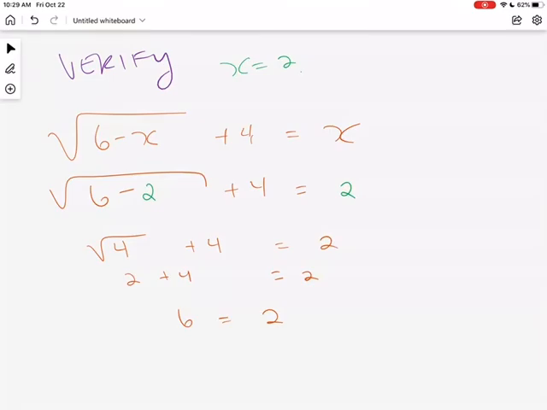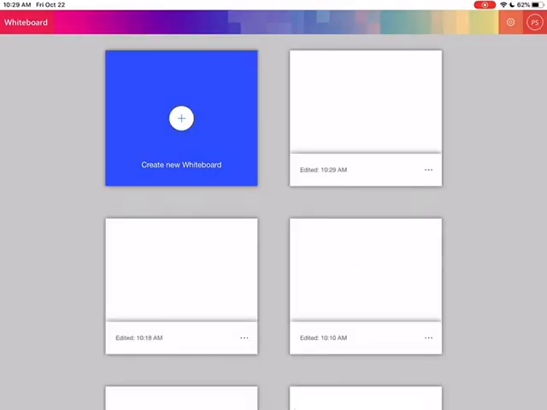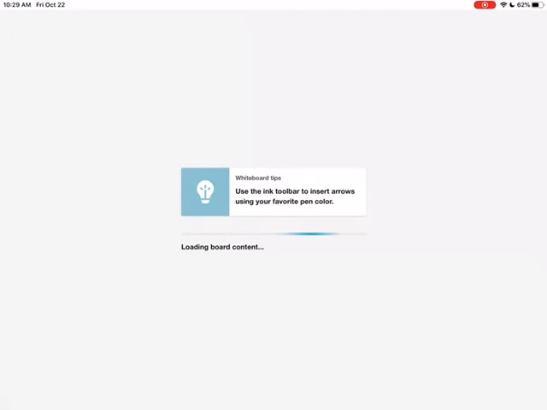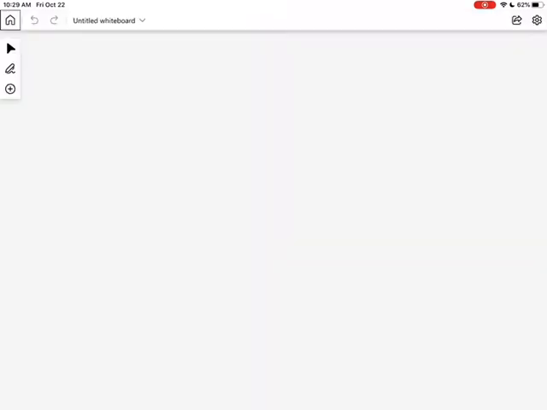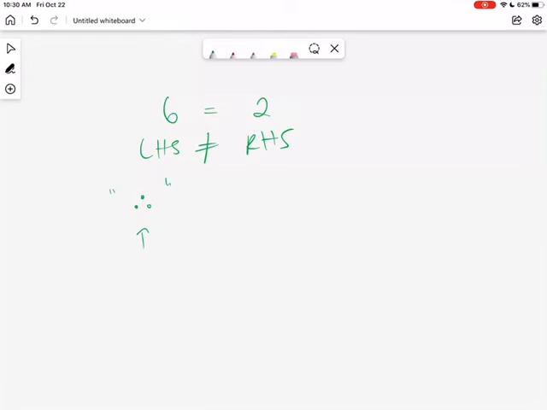I'm just going to jump to a new whiteboard because, again, it's stalling on me for some reason. Okay, so let's go back to this. So we just saw that your left-hand side and your right-hand side do not equal. Therefore, that's what this little symbol means. That means therefore. Therefore, x cannot equal 2. This is not a solution. It's acting like it's a solution, but it's not actually a solution.